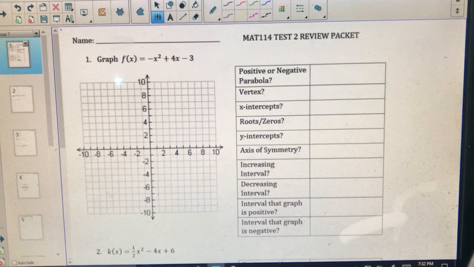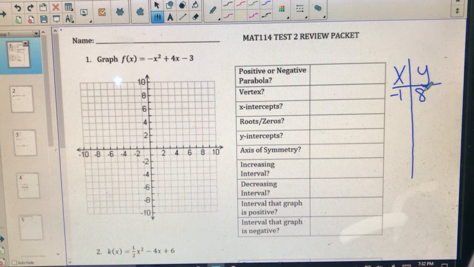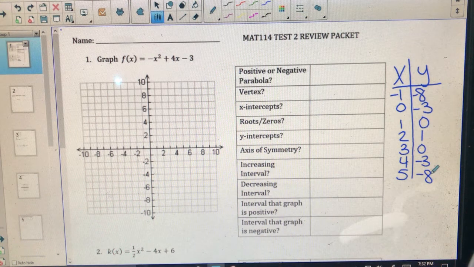So here's the table that I chose from my calculator. Here's my XY table. I started at an X value of -1 because it was the first Y value that was under 10. And then I kept going and I copied my table like so. Actually, I believe that was a -8. I'm sorry, it's -1, -8. Then 0, -3, 1, 0. Then I have the point 2, 1, 3, 0. 4, -3, and 5, -8.